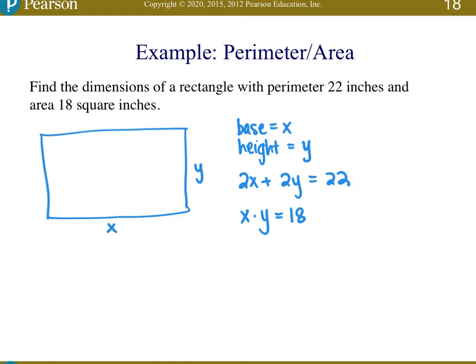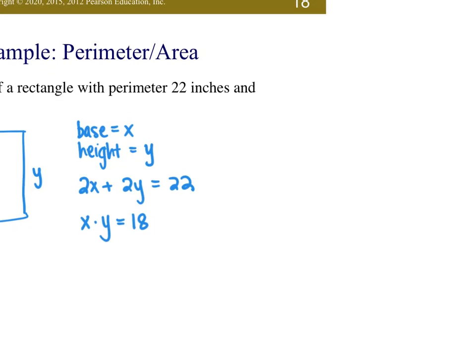So I can solve for getting y alone in one of these equations and substituting it back into the other equation. So I'm going to get y alone, I think, in this equation. Subtract 2x from both sides, so 2y equals 22 minus 2x. And then I'm going to divide everything by 2. So y by itself is 11 minus x. I can substitute that into my area equation for y.